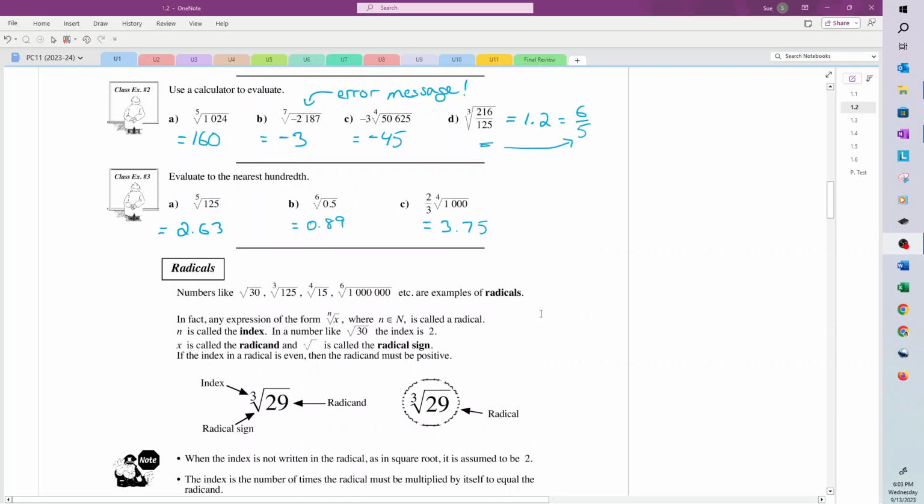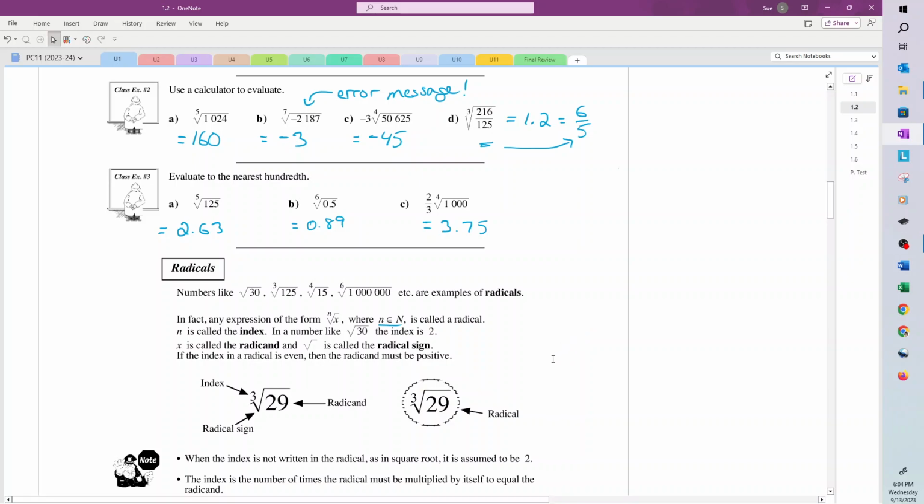So numbers like root 30 or the cube root of 125 or the fourth root of 15, these are called radicals. And anything, any expression, in the form that looks like this, where this little piece here, which is called the index, is a natural number. That's what this means: n is an element of the natural numbers. It just means it's a natural number, 1, 2, 3, 4, 5. It's not negative, and it's not a fraction or a decimal.